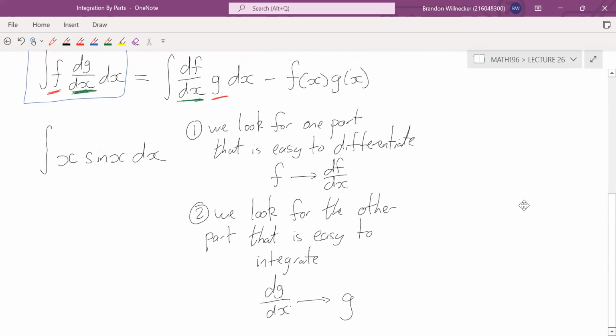So this is the idea of integration by parts. We're given some product of functions that we need to integrate. We need to find one part that is easy to differentiate. It's very easy to differentiate between the two parts; one of them will be easier than the other. And then the second part is easy to integrate.